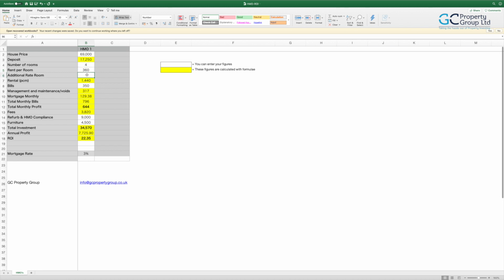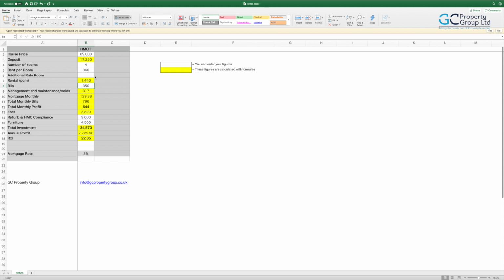If, for example, you had say 4 bedrooms, but one was a lot bigger, you could probably just add in there that you were getting a little bit more for that one. So the rental you would get per calendar month for this one would be £1,440. What you do here is add in any bills.